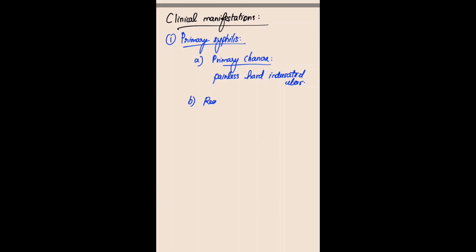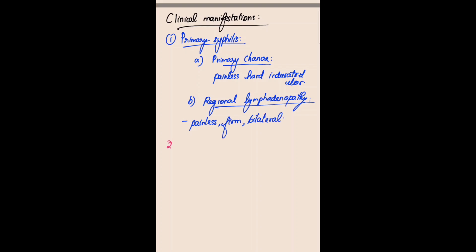Now, let's see the clinical manifestations. Syphilis is also known as the Great Pretender. There are many stages of syphilis, starting off with primary syphilis, which is the first stage in syphilis. It causes primary chancre, which is a painless hard indurated ulcer covered by thick exudate. And next, regional lymphadenopathy, which is painless, firm, and bilateral.